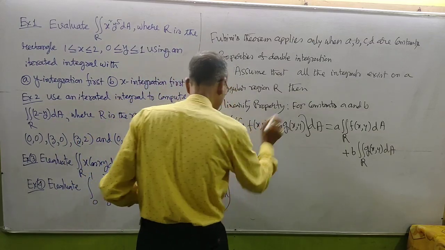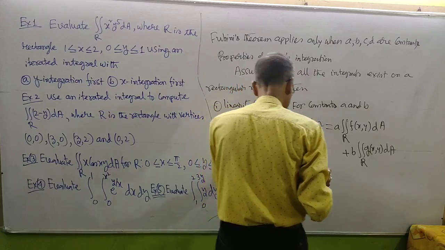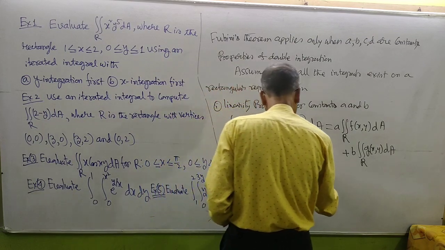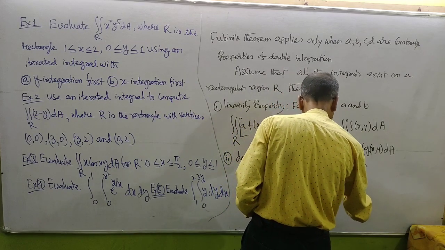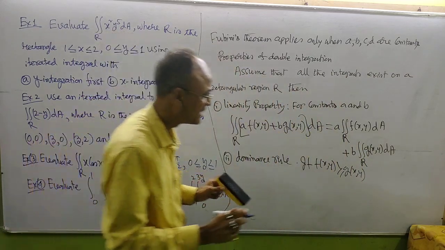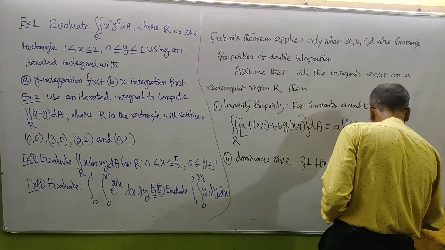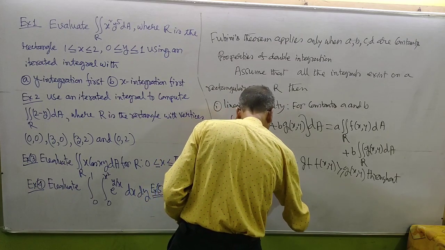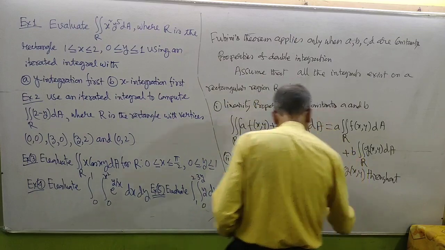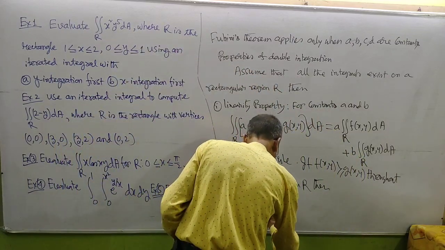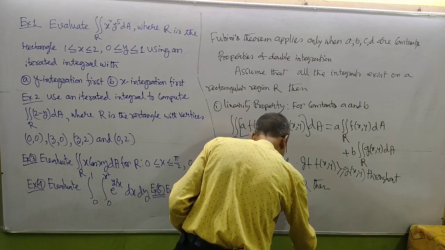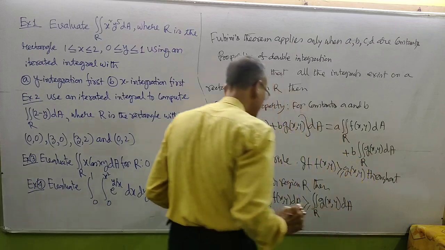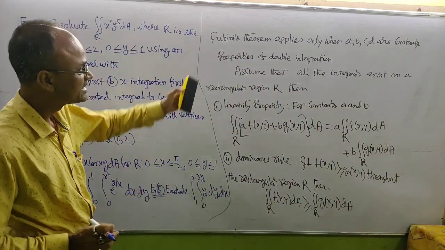Number two, dominance rule. If f(x,y) is greater than or equal to g(x,y) throughout the rectangular region R, then double integration over R f(x,y) dA should be greater than or equal to double integration over R g(x,y) dA. This is dominance.